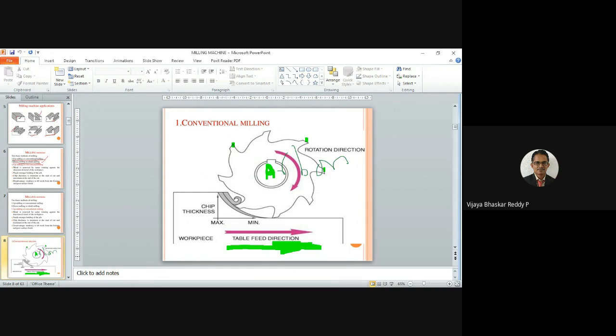As you know, the arrow shows the opposite direction: the tool is rotating in the clockwise direction, and the workpiece moves opposite to the tool rotation. That's why it's called conventional milling or the up milling process, right?